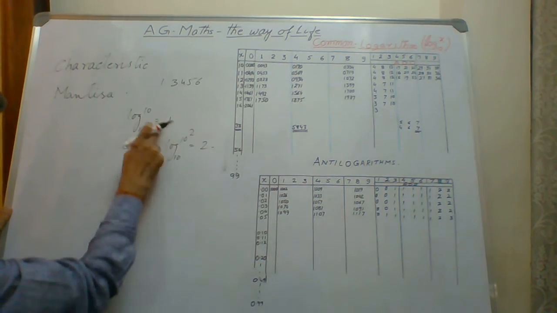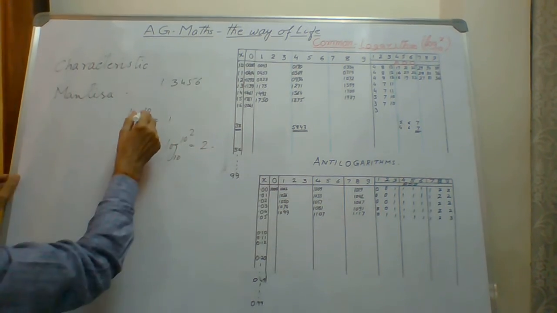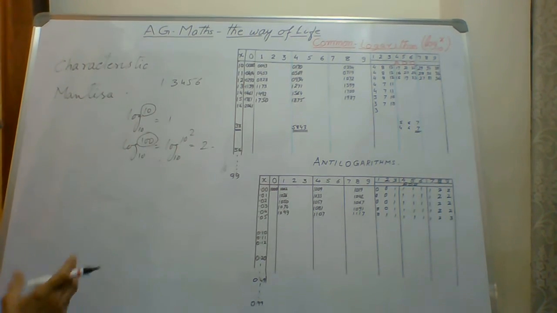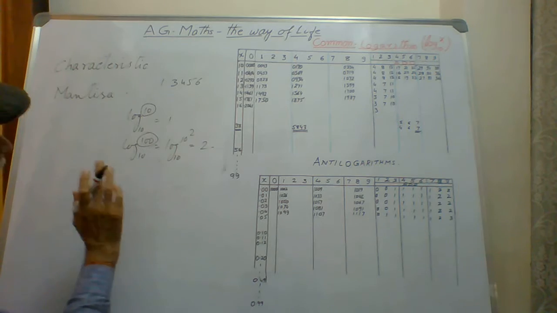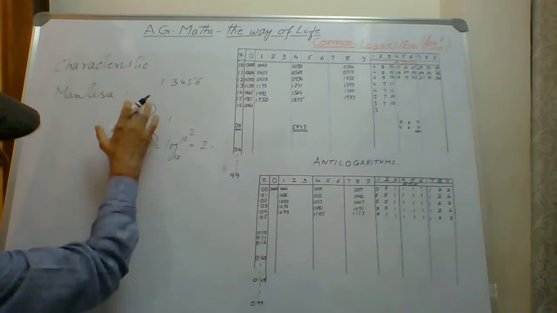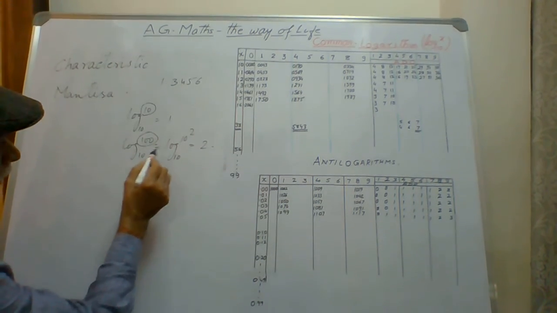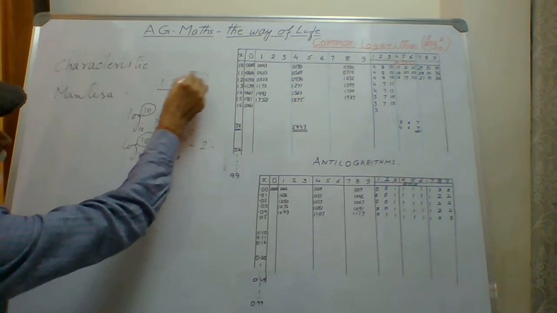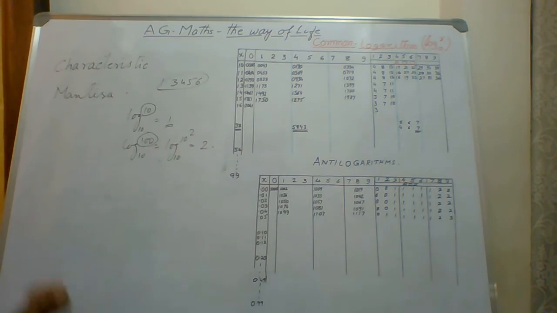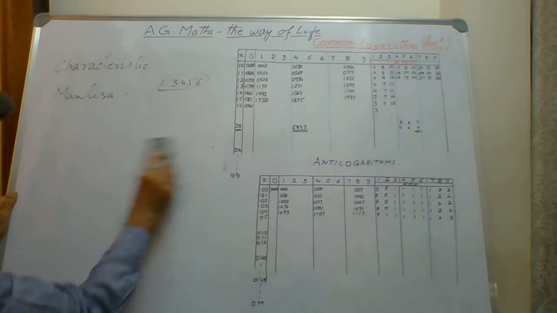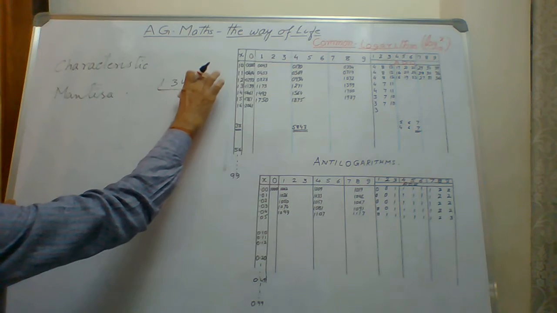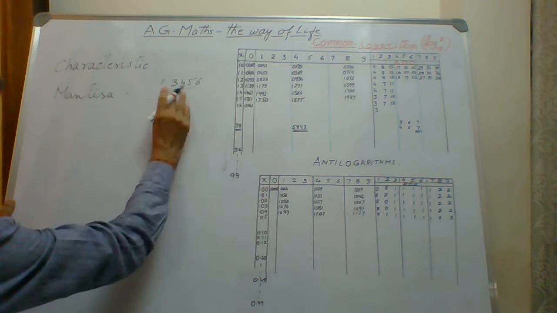In between 1 and 2, there are so many numbers, right? From 10 to 100, I can write so many things: 55, 57, 89, anything which is not 10 and not 100. Then the value will be more than 1 and less than 2. So suppose the number is something like this. I am trying to explain to you the meaning of the characteristic and the mantissa.